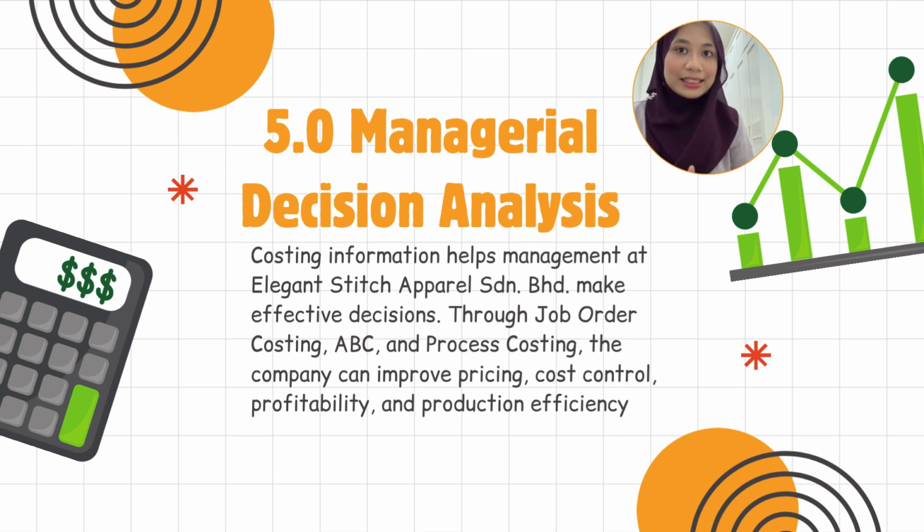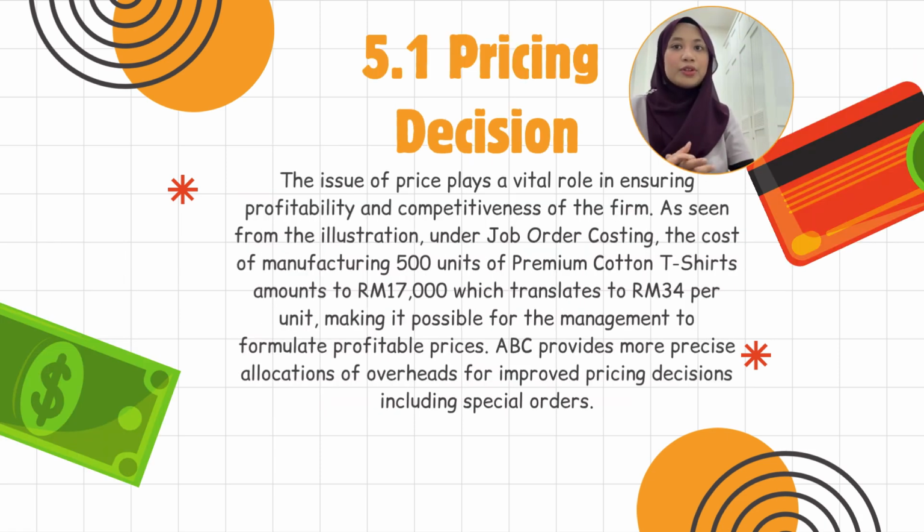Managerial Decision Analysis. Costing information helps management at Elegant Stitch Apparel Sdn Bhd make effective decisions. Through job order costing, ABC and process costing, the company can improve cost control, profitability and production efficiency. Moving forward to 5.1 pricing decision. Pricing is a crucial part for a firm for profitability and competitiveness.